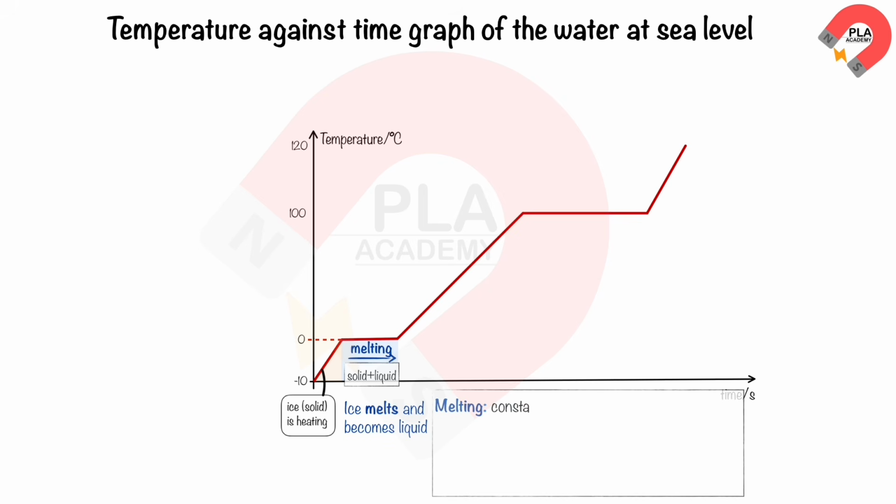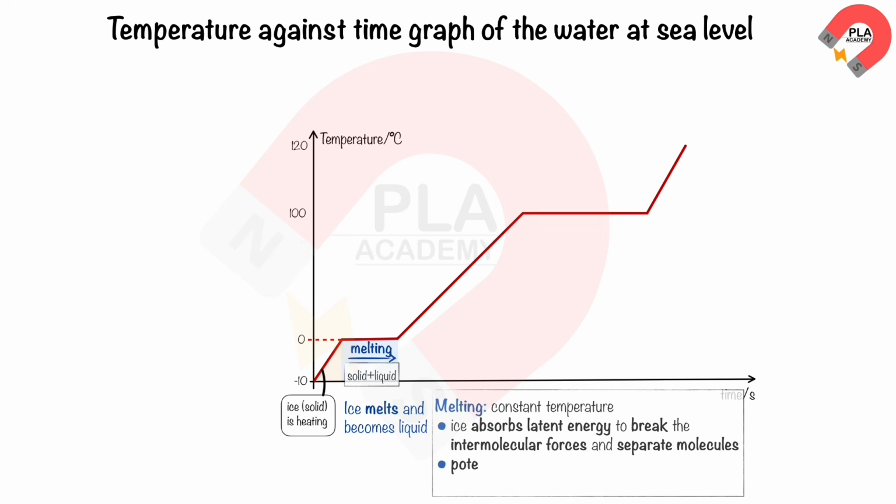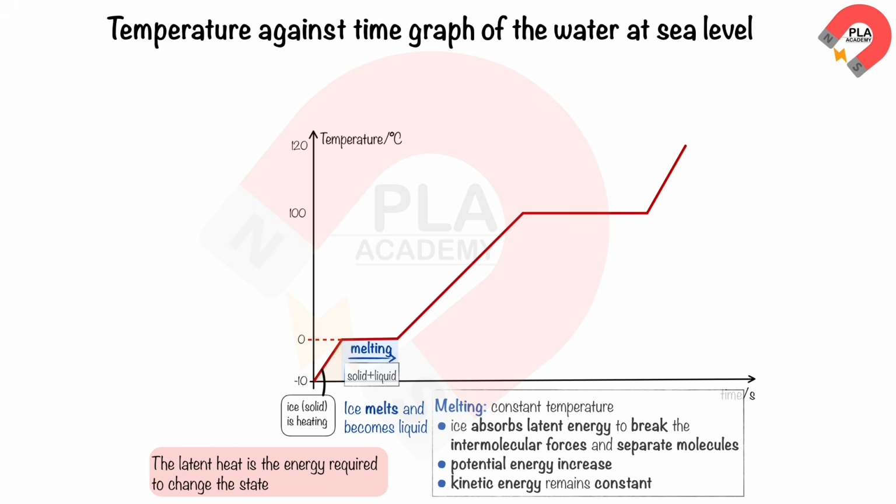At melting, the temperature is constant, because the ice absorbs latent heat to break the intermolecular forces and separate molecules, causing the potential energy to increase, while kinetic energy of molecules remains constant. The latent heat is the energy required to change the state of a substance.